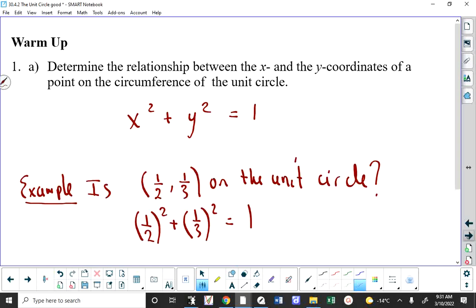So this is really our answer, but we probably wouldn't write 1 squared because 1 squared, as Jonathan said, is 1. So is this true? Is 1 half quantity squared plus 1 third quantity squared equal to 1? Find out.